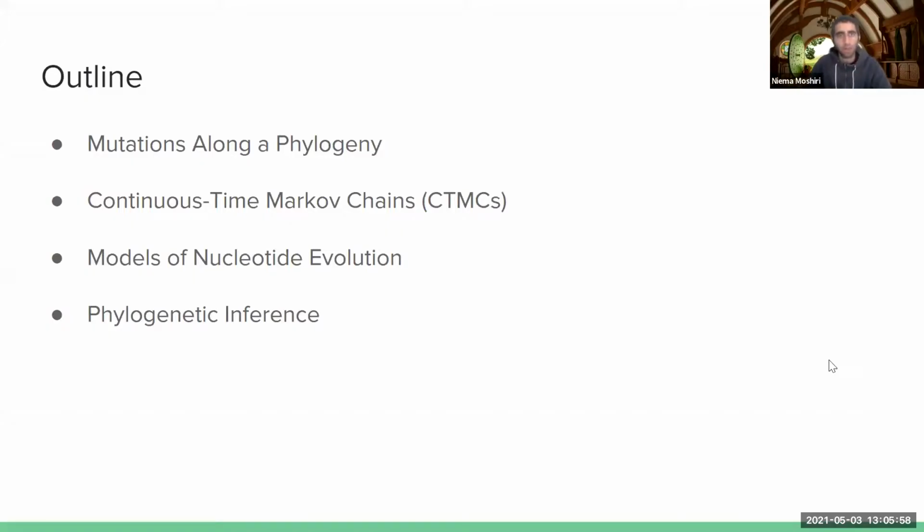So here's the general outline for today. First, I'm just going to real quickly refresh your memory about how we think about mutations going along a phylogeny. Then in the middle of the lecture, we're going to talk all about how we do modeling of nucleotide evolution. Before I introduce that, I'm going to talk about what's called a continuous time Markov chain, which is the mathematical framework we use to think of the models of evolution. Then I'm going to talk about the specific models. And lastly, I'm going to talk about how we use all of this information together to actually do phylogenetic inference.